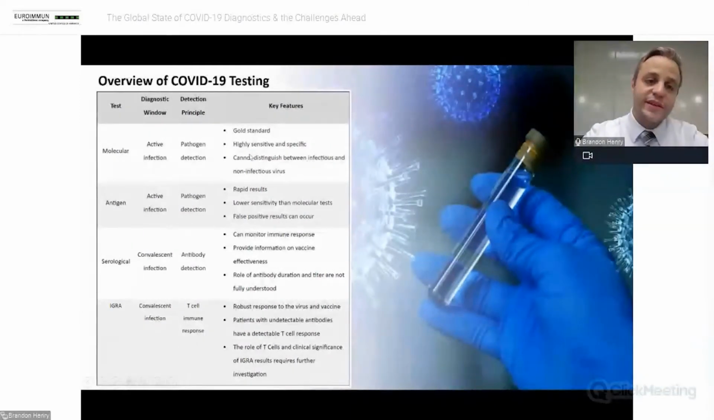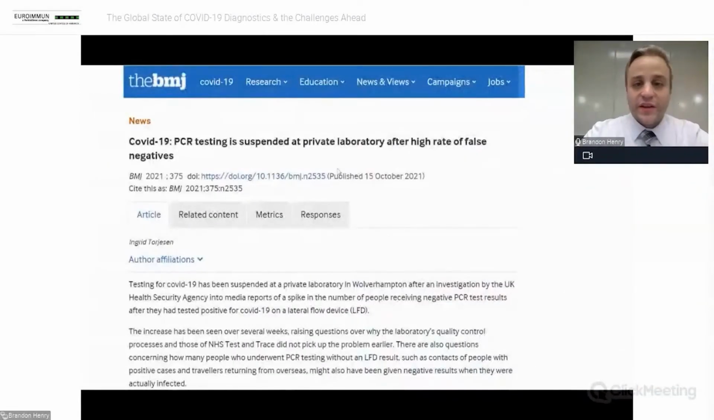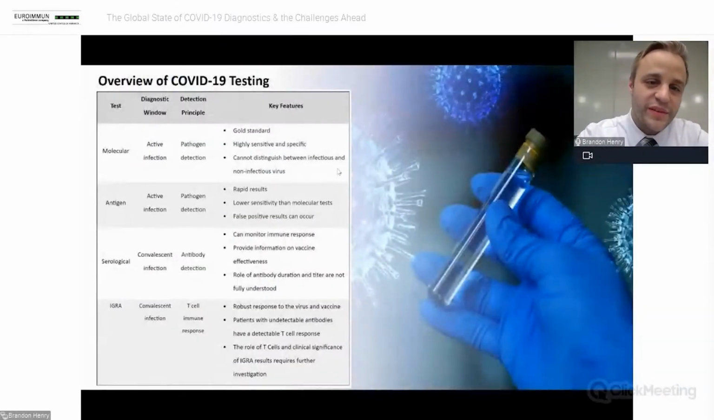Its aim is to detect the pathogen. It's highly sensitive and specific, but it cannot distinguish between infectious and non-infectious virus. For that, you would have to do like a plaque assay. Just because it's the gold standard doesn't mean that there's not issues with it. Just this past week, there was a report in the BMJ News that a major private laboratory in the UK had to stop their PCR testing, molecular testing, due to a high rate of false negatives. So quality control is always important.